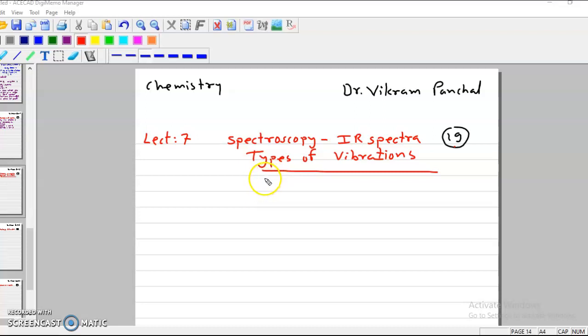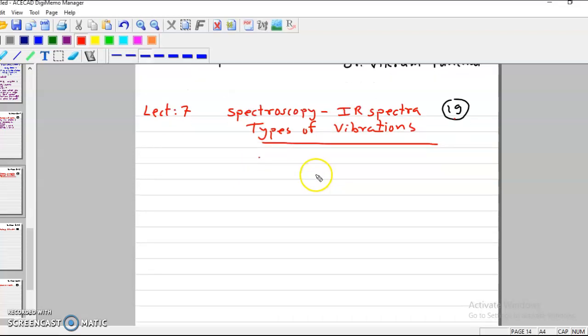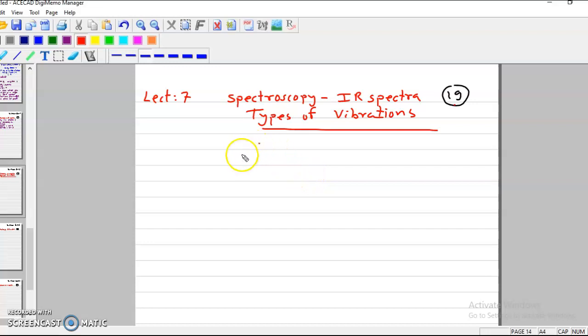This is Dr. Vikram Panchal and I'm dealing with spectroscopy for chemistry. This is the lecture on IR spectra, lecture number 7. In this lecture, I will explain you different types of vibrations in molecule.